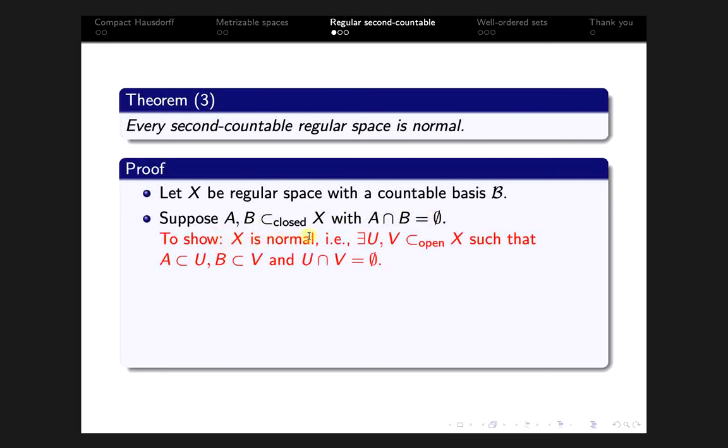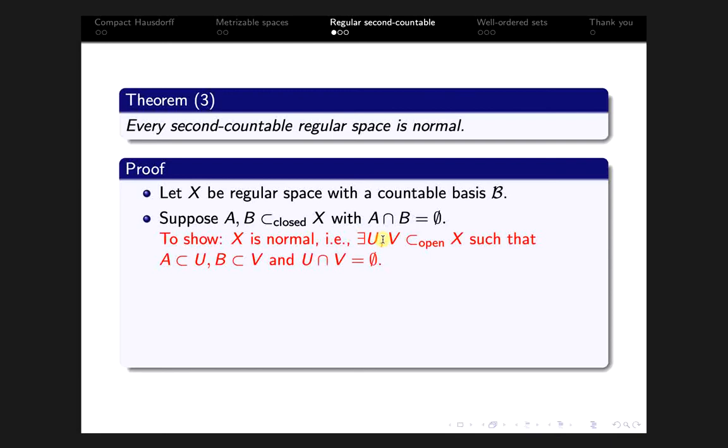So we have to show that there exist open subsets, we denote them by U and V, in X such that A is contained in U and B is contained in V, and they are disjoint. That is, they are disjoint open neighborhoods of A and B respectively, where A and B are disjoint closed sets in the space X.